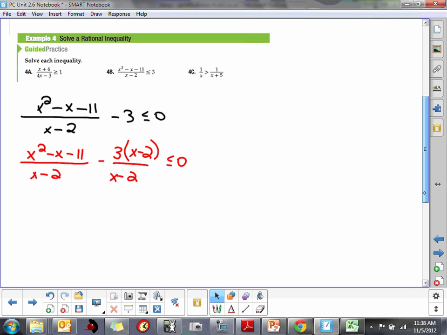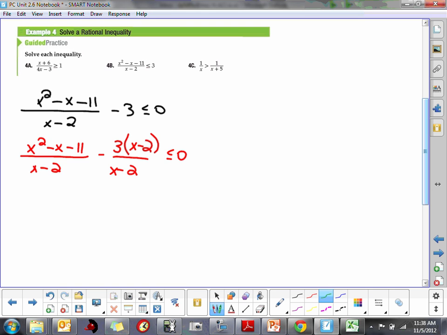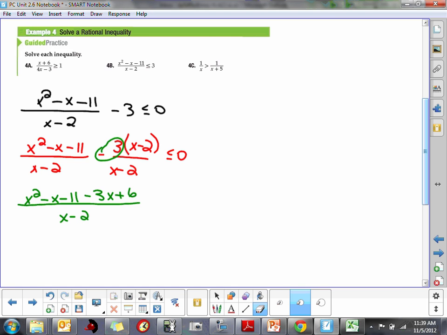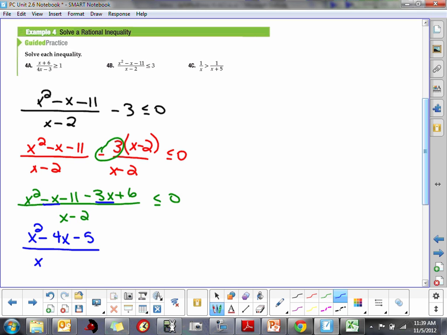Next thing we'll need to do is simplify our expression. So it's x squared minus x minus 11. I have to distribute a negative 3 here, so minus 3x plus 6, and that's all over the common denominator of x minus 2, less than or equal to 0. And then we'll collect our like terms. X squared, and then we have a negative x minus 3x, which is a negative 4x. A negative 11 plus 6 is a negative 5, all over x minus 2, less than or equal to 0.